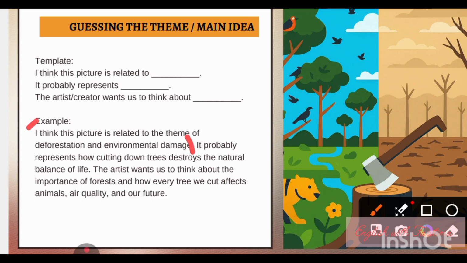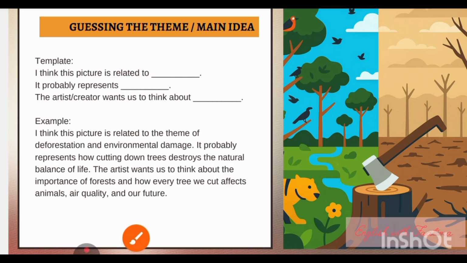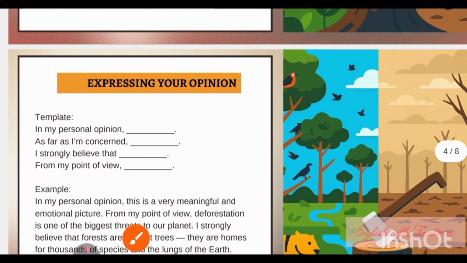And if you don't want to use this line, you can use this one. It probably represents how cutting down trees destroys the natural balance of life. The artist wants us to think about the importance of forests and how every tree we cut affects animals, air quality, and our future. So we gave the bigger message.